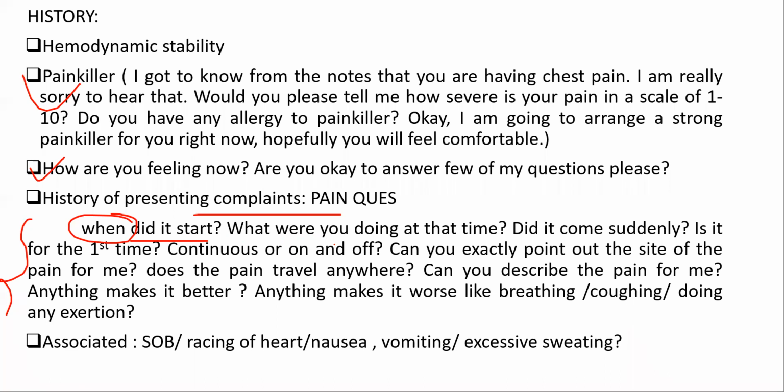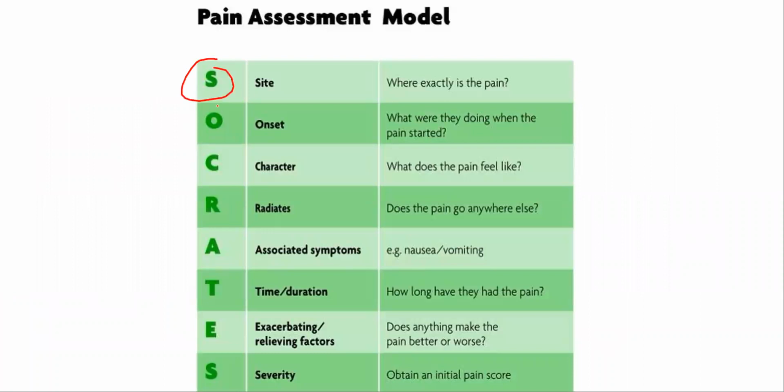Did it start suddenly or gradually? What exactly were you doing at that time? Is it for the first time? Is it continuous or on and off? Now we follow the SOCRATES pain questions. That means we follow the site, onset, characteristic, radiation, associated symptom, time or duration, exacerbating or relieving factor, and severity.